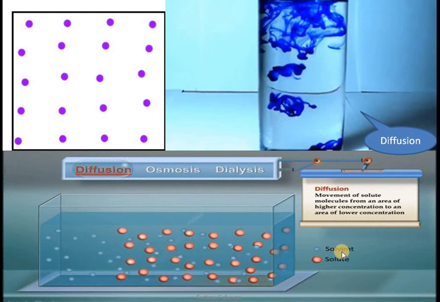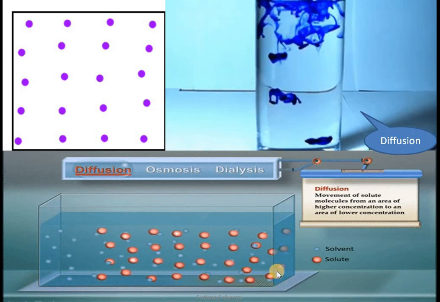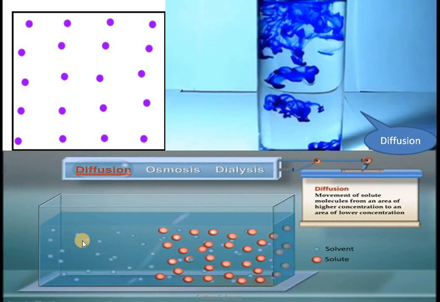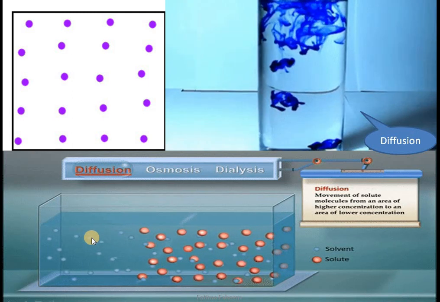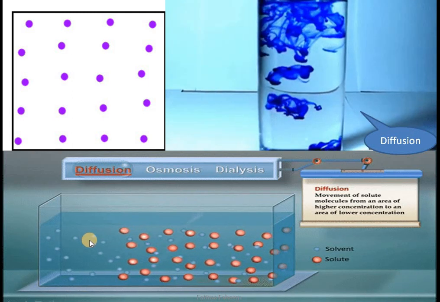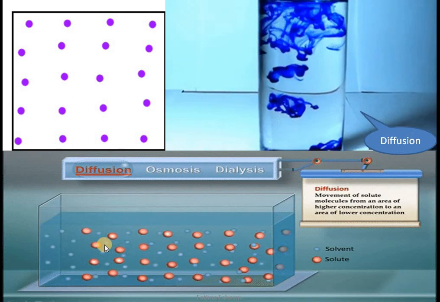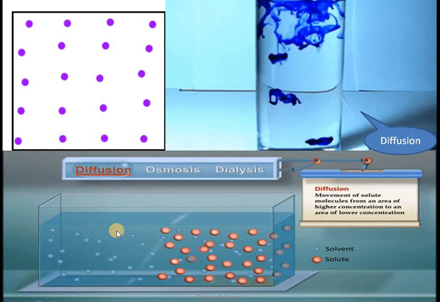Here in this diagram, in the key, you can see the orange circles are of solute and the other ones are of solvent. The solute molecules were greater on this side, and they started to move in the tank in a way that eventually they reached dynamic equilibrium. Dynamic equilibrium is achieved when molecules distribute themselves in the system equally.